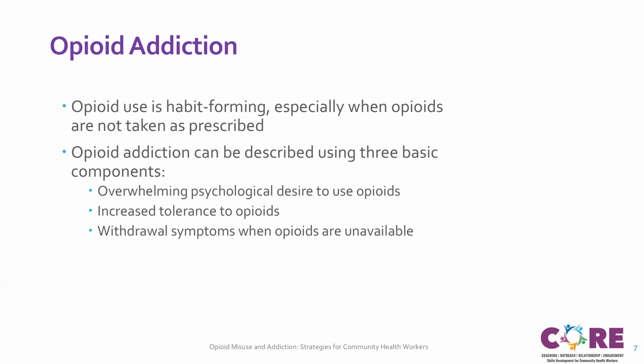So overall, there are three basic components of opioid addiction. We have this overwhelming psychological desire to use opioids. We have an increased tolerance to opioids, and we have withdrawal symptoms when opioids are unavailable. We're going to dig in a little bit to each of those.